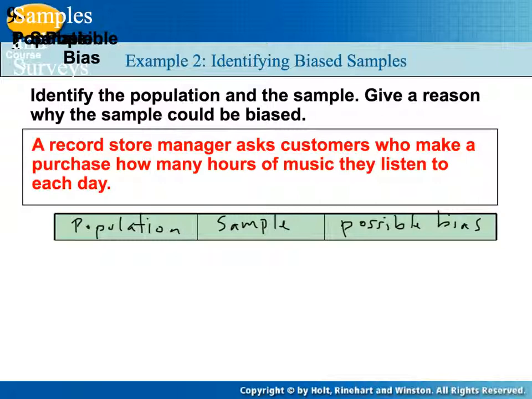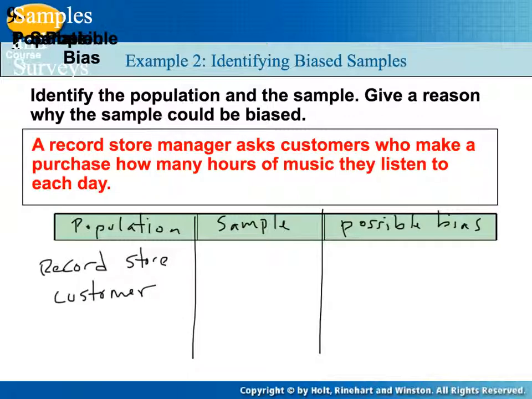He's sampling people. Out of the entire population, who has the possibility of being sampled? Well, anybody who walks through this store, so a record store customer. However, the sample is only a certain kind of customer. What is that? It's the people who make purchases. That's my sample. So the population is all record store customers, and the customers who make a purchase are the people the store manager is actually sampling.